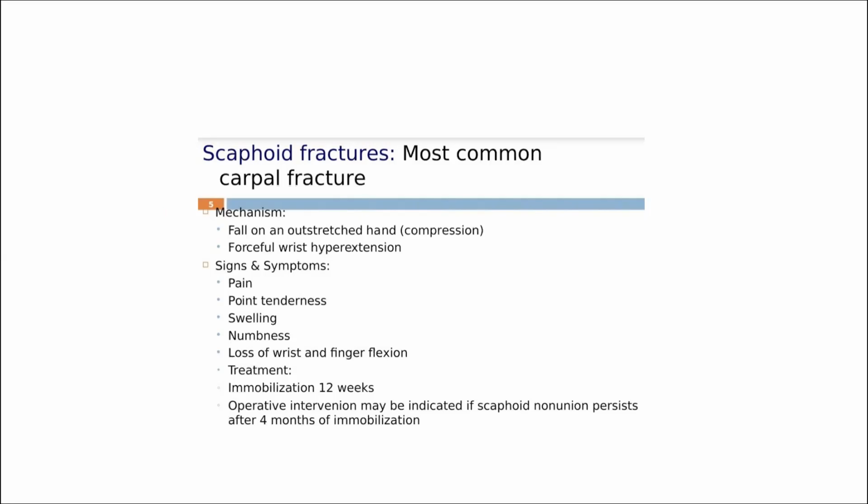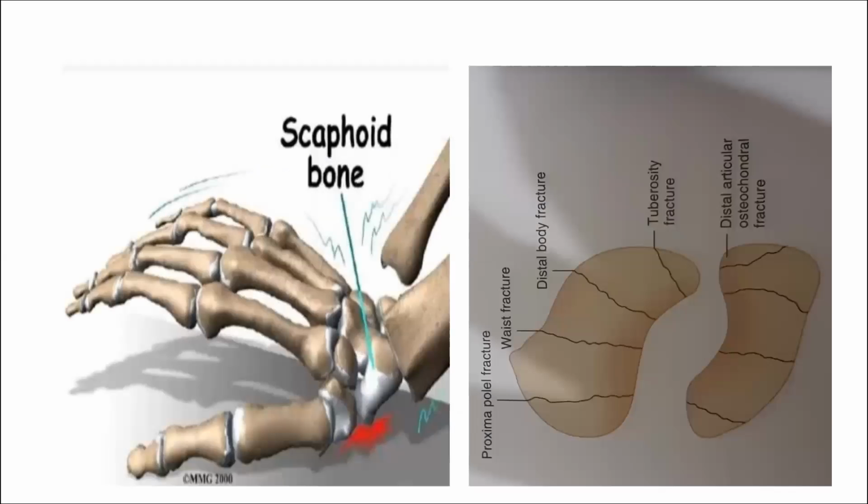The treatment is immobilization for 6 to 12 weeks, commonly in a scaphoid cast. Operative intervention may be indicated if the scaphoid fracture goes into non-union even after 4 months of immobilization, or there is a lot of displacement. This is a photo showing a scaphoid fracture due to a fall on the outstretched hand.